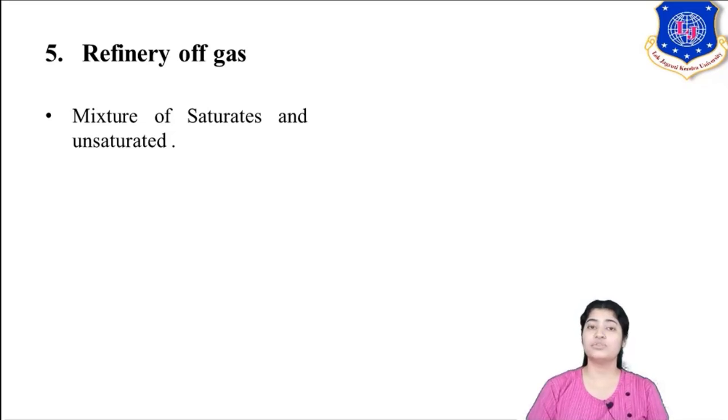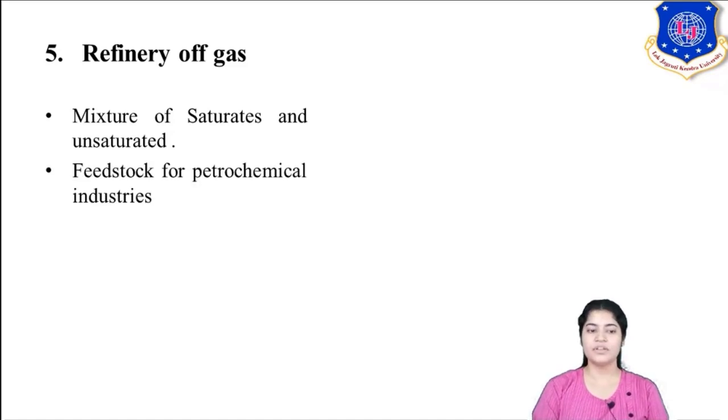which only have single bonds. Unsaturated can have a double bond or a triple bond. Now, these types of gases are generally used as feedstocks for petrochemical industries. When I'm talking about unsaturated, just keep in mind that unsaturated's major application is in petrochemical industries.